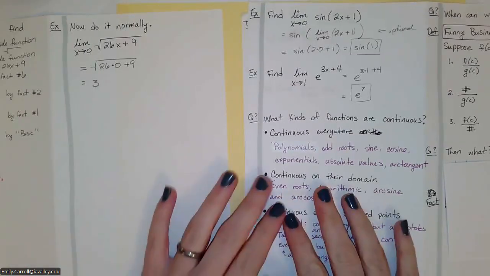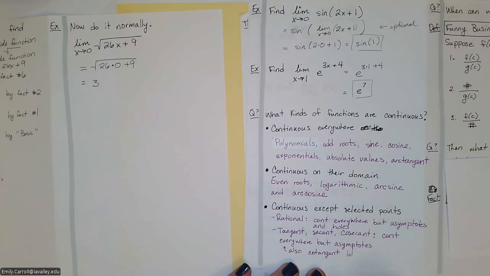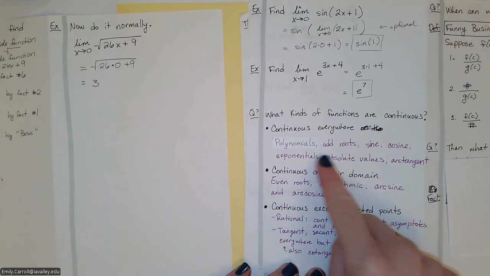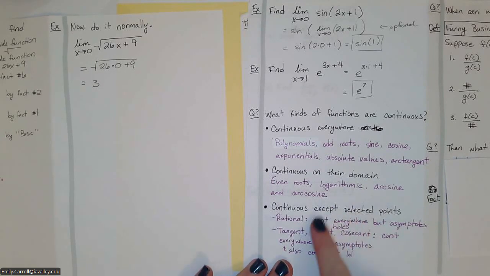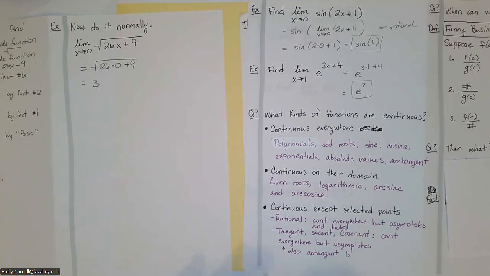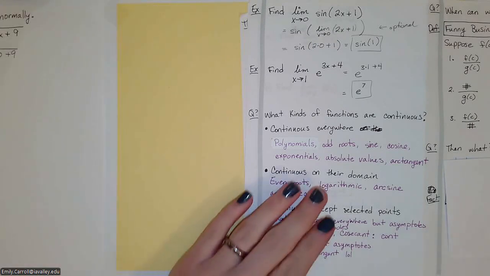Okay, so these can direct substitute anywhere. These can direct substitute anywhere that they're defined. These can direct substitute everywhere except for their asymptotes or holes. Okay, so when can we not direct substitute? Let's think about that a little bit more.